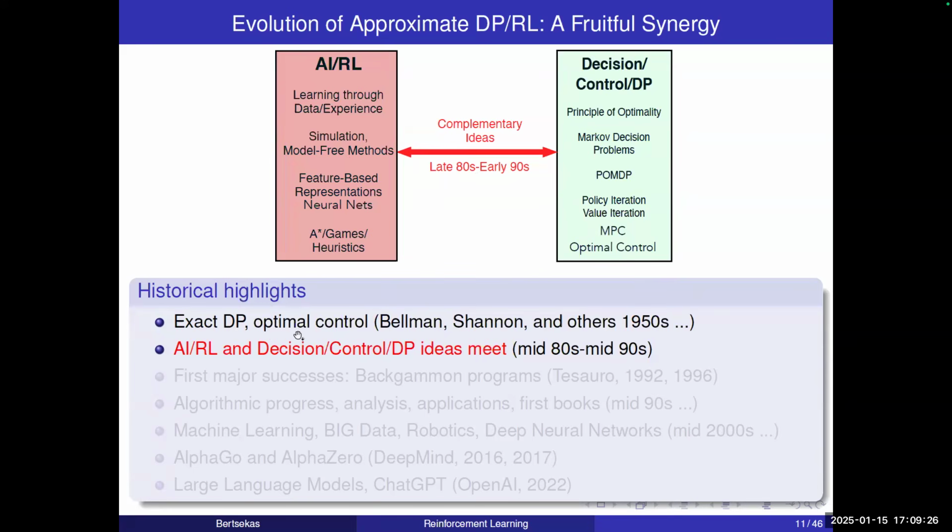So exact dynamic programming and optimal control go back to the 50s or even before that. Bellman is known as the father of dynamic programming. Shannon is known as the father of information theory and also the father of computer chess, by the way. Now, up to the mid-80s, reinforcement learning was a subfield of artificial intelligence that did not seemingly go very far. It was sort of languishing. And then the people who were working on reinforcement learning discovered that a lot of their ideas could be explained and enhanced through decision and control ideas.